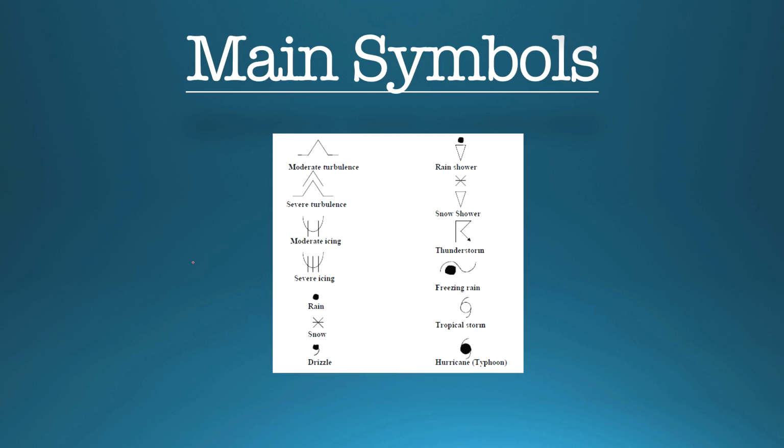Here are some of the most important symbols that you will see on a significant weather chart. I think those four right here are the most important: the moderate turbulence, severe turbulence, moderate icing and severe icing. And these are some other symbols that you might encounter, but which are not really of importance right now.